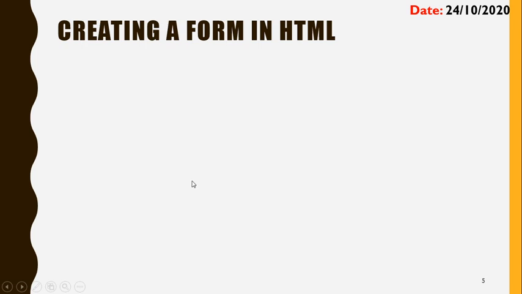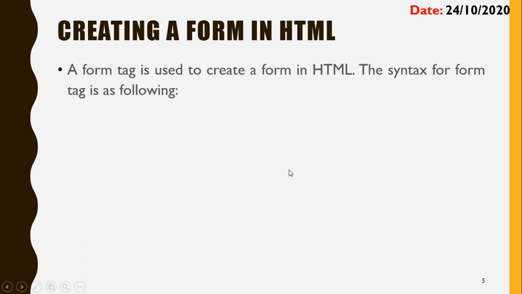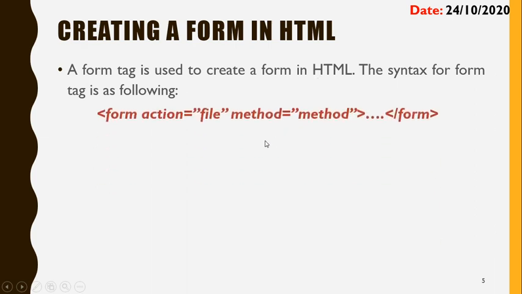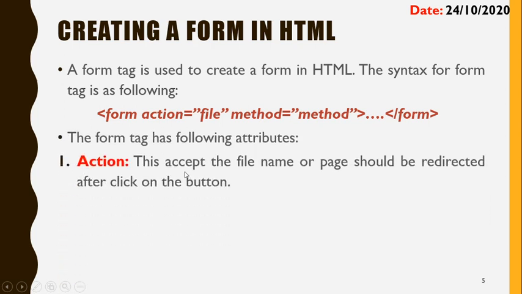So when we're creating a form in HTML, the form tag is used to create the form. The syntax, meaning the rules for how to write the form, is you first begin with the form, then you write the action. Here you write the name of the file that you are going to open, and then you write the method. The method has two different types. It will come later. Look here.